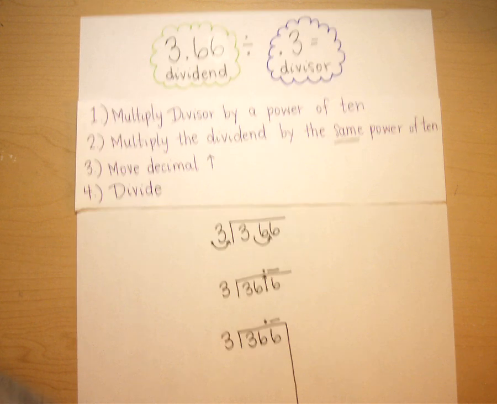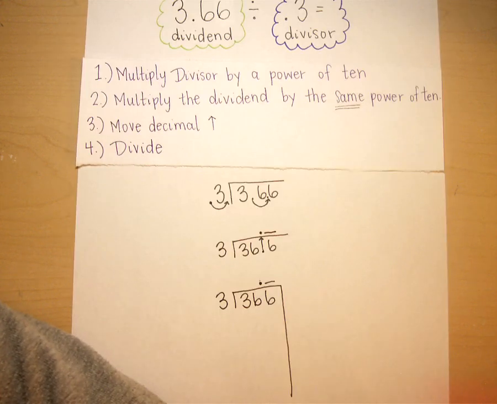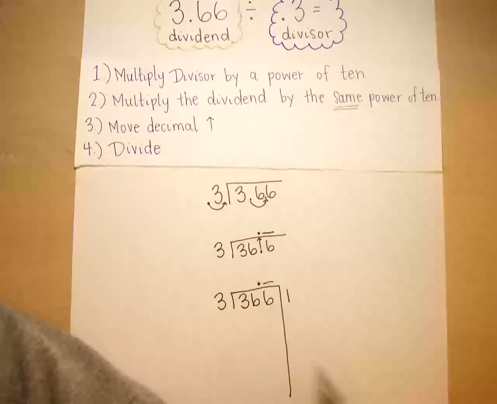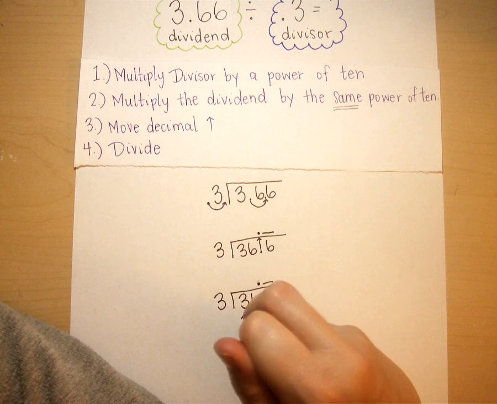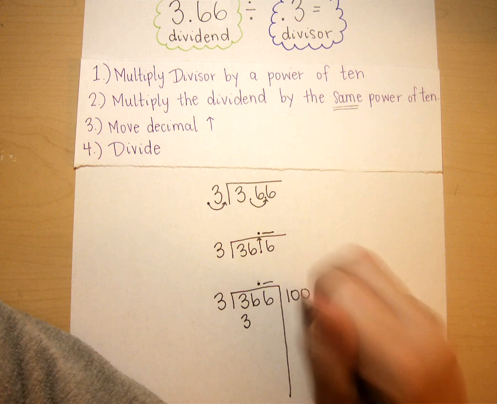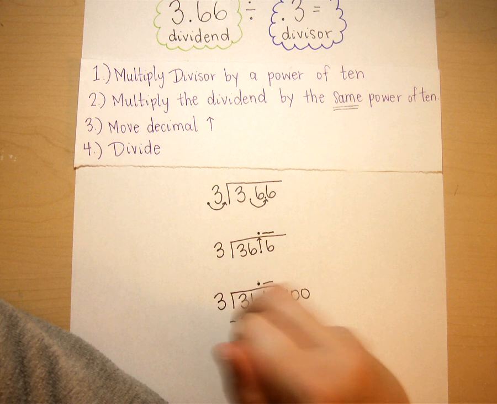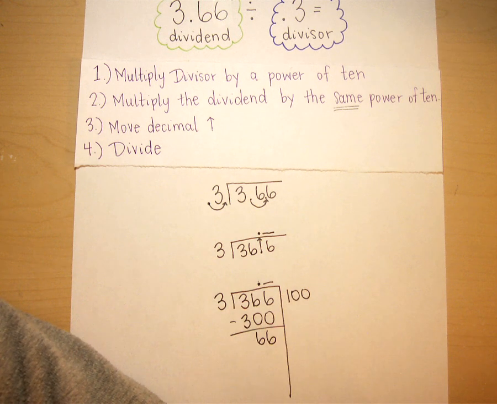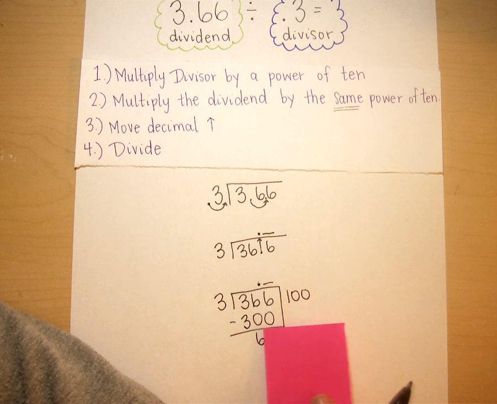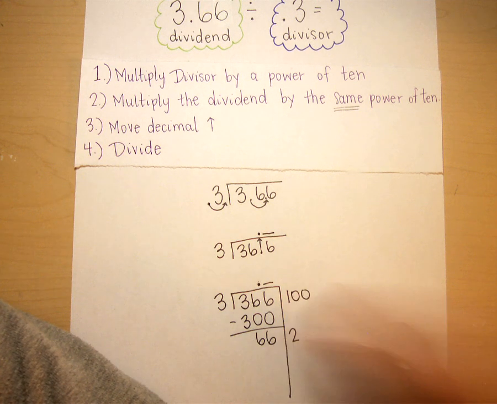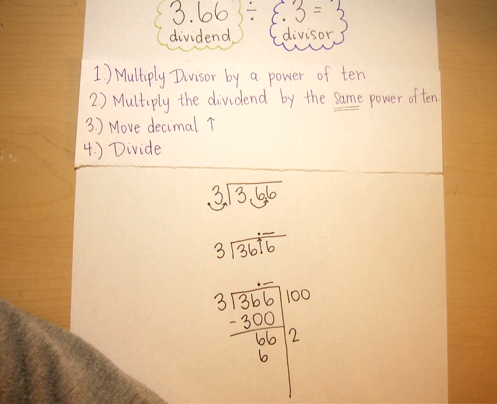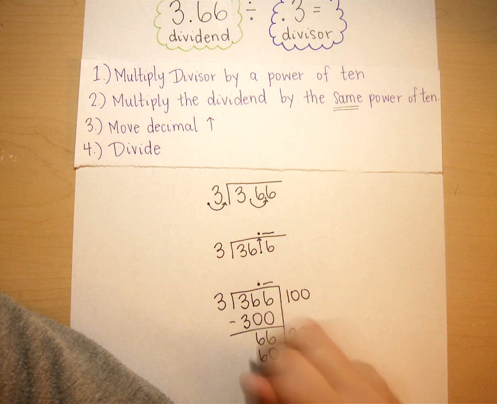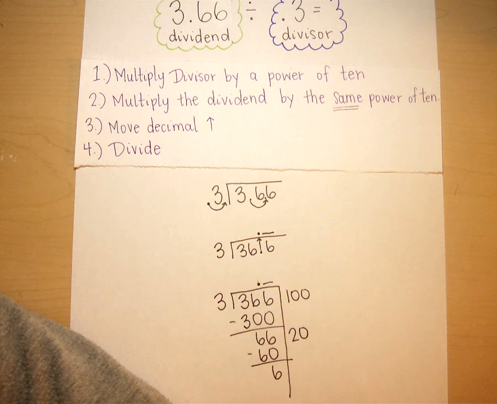Okay, so how many 3's can I find in 3? Well, I can find 1. 1 3 is 3. 100 3's is 300. Beautiful. So now how many 3's can I find in 6? Well, 2. 2 3's are 6. Fill a 0 there for 60. 0 there. I have 6 left over.